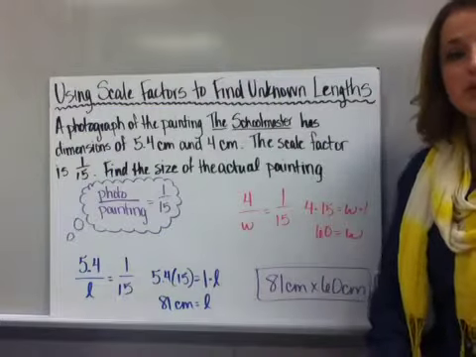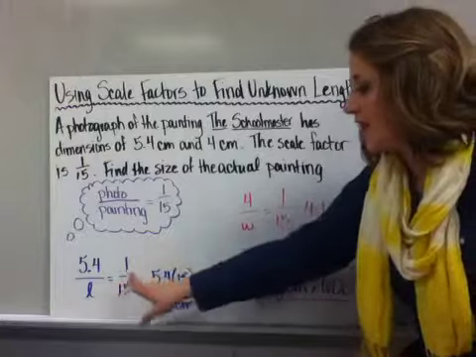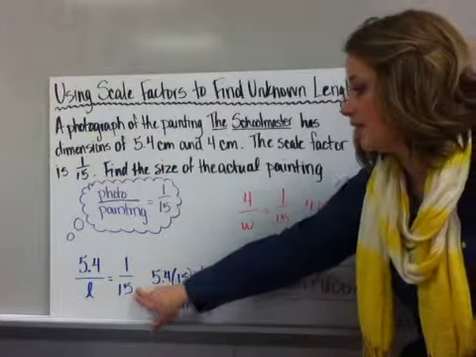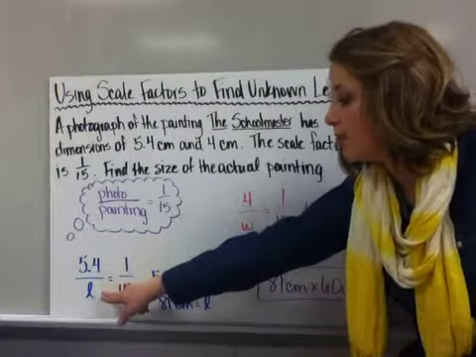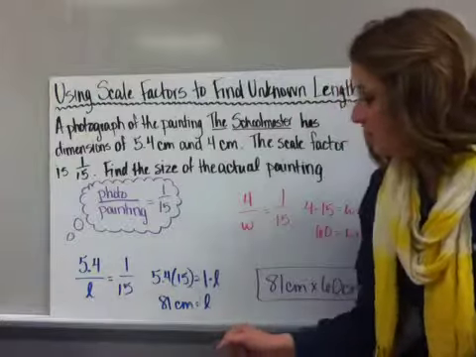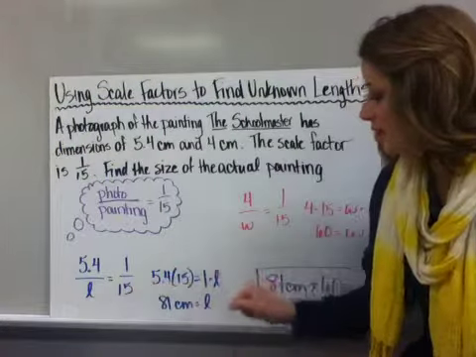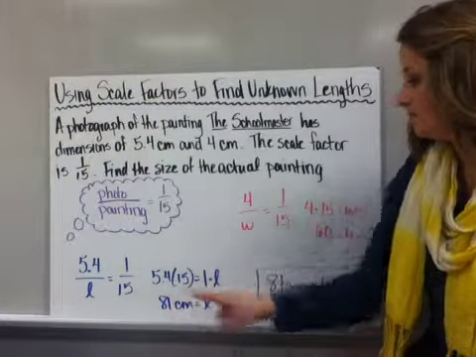So down here, I compared the lengths. I used a proportion like we did in using similar figures to set that up. So 1/15 is the photo's dimensions on top over the painting. I know the photo's length is 5.4 centimeters, and what I'm wanting to know is the actual length. I cross-multiplied 5.4 times 15 and 1 times L, and so I figured out that the length is 81 centimeters.